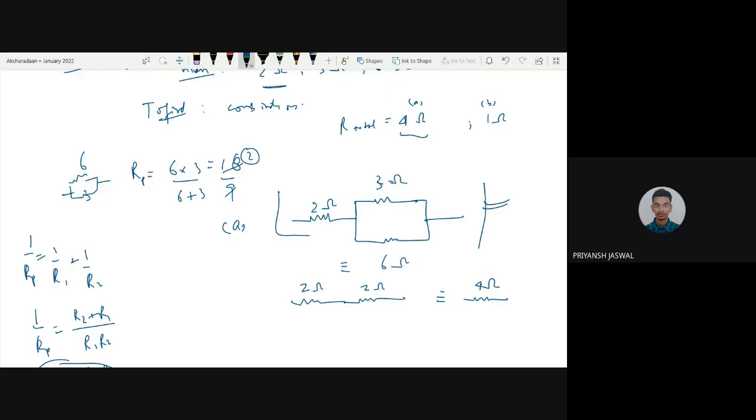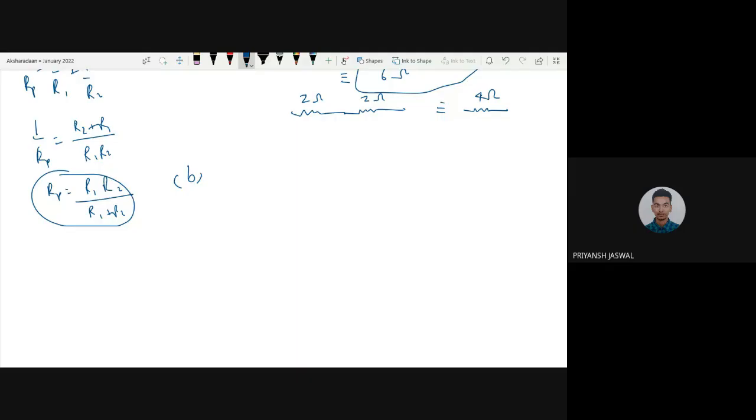In B part, we have to create a resistance of 1 ohm for the same resistor values. So we have 2, 3, and 6. So we cannot connect them in series in any way. Like if we connect them, it comes to be 11.